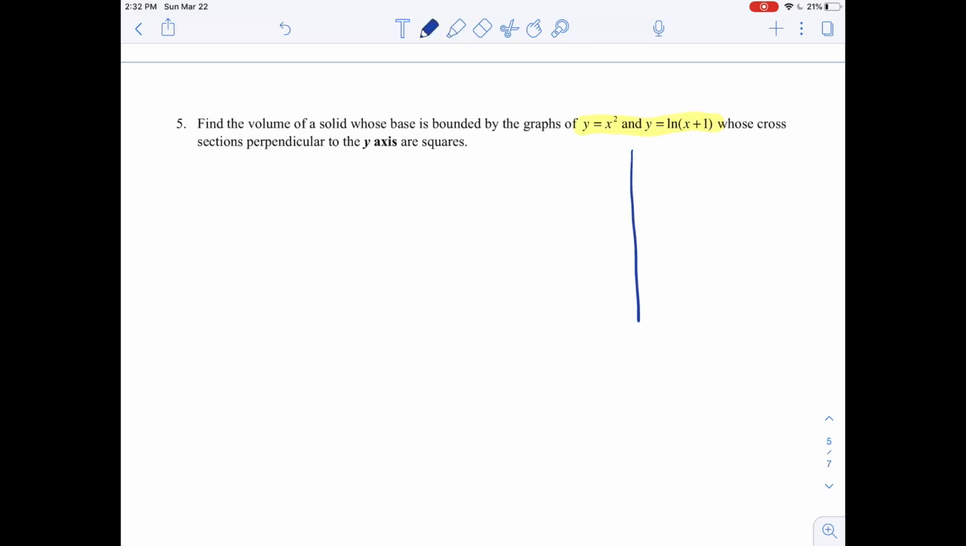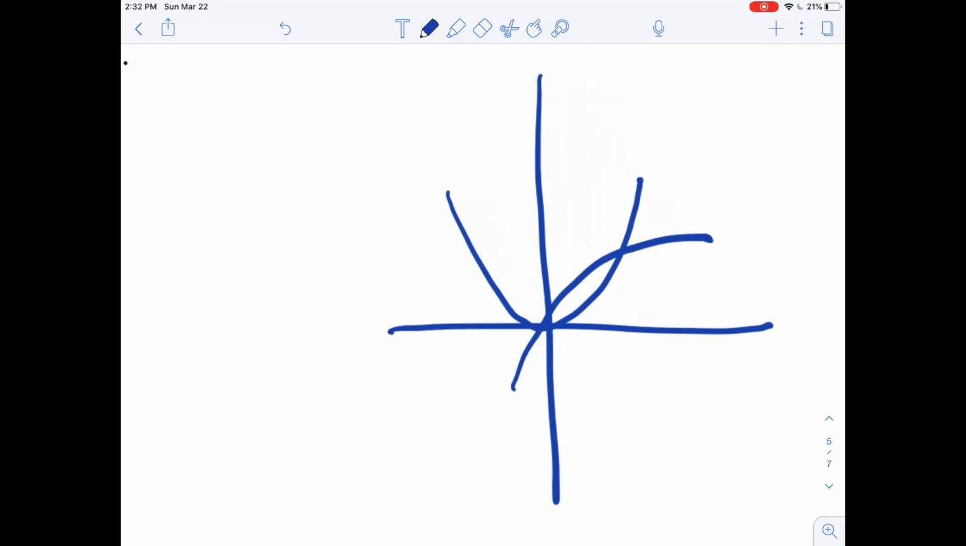I'm going to actually start by plugging this in my calculator and graphing these as they were already given to me. Y equals x squared, obviously you know is a parabola, and ln of x plus 1. So I have x squared and ln of x plus 1. And what you'll notice is that this is the region that we're talking about. And now we want to have cross sections that are perpendicular to the y-axis.